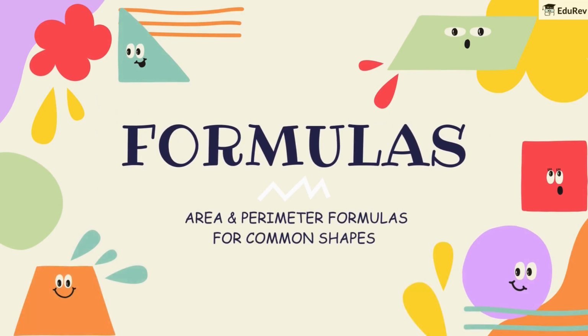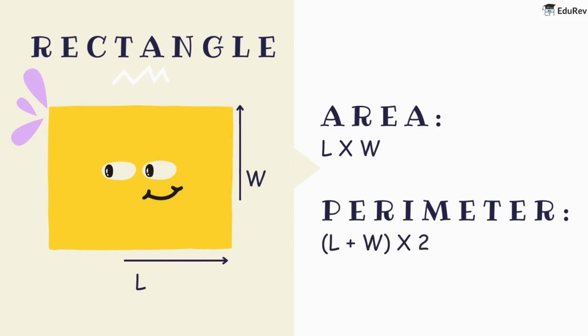Formulas for area and perimeter for some common shapes. For a rectangle, area is the product of length and width. Perimeter is found by adding all four sides, so length plus width plus length plus width, which can be written as 2 times (length plus width).